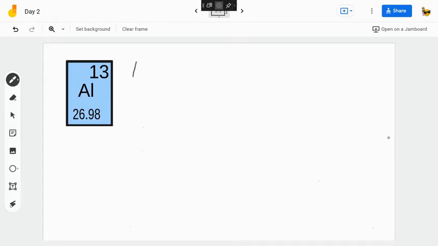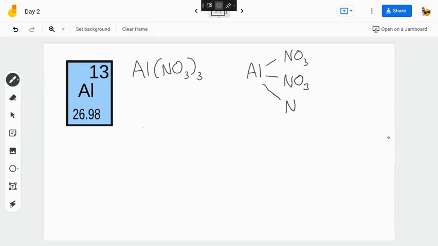Okay, let's do another compound, and we'll do the molar mass. Aluminum nitrate. This is the compound aluminum nitrate, and these parentheses actually mean this. The aluminum has 3 nitrates attached to it. If you think about it that way, it'll help you from making some common mistakes.